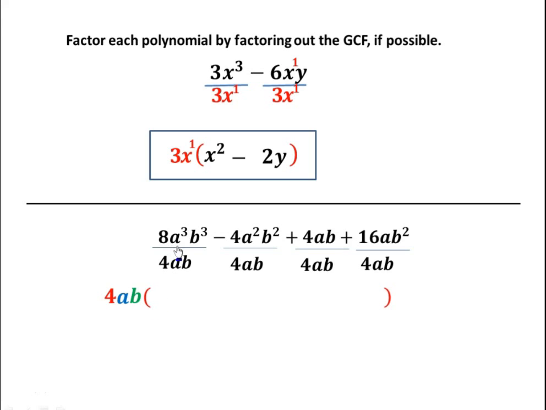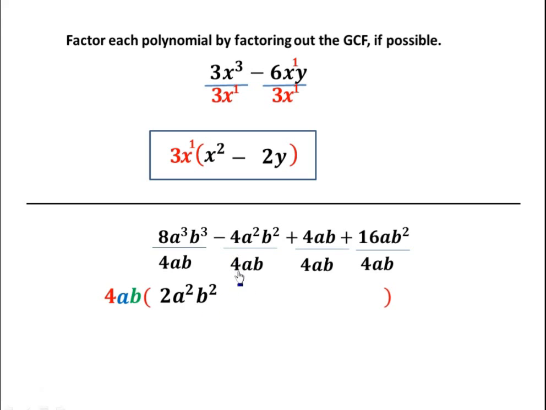We have 3 powers of a on top and 1 on the bottom. So this should simplify, leaving us with 2 powers of a. And the same with our b's. We have 3 on top, 1 on the bottom, so that should leave us with 2 powers of b. So when I simplify this, I have 2a squared b squared.